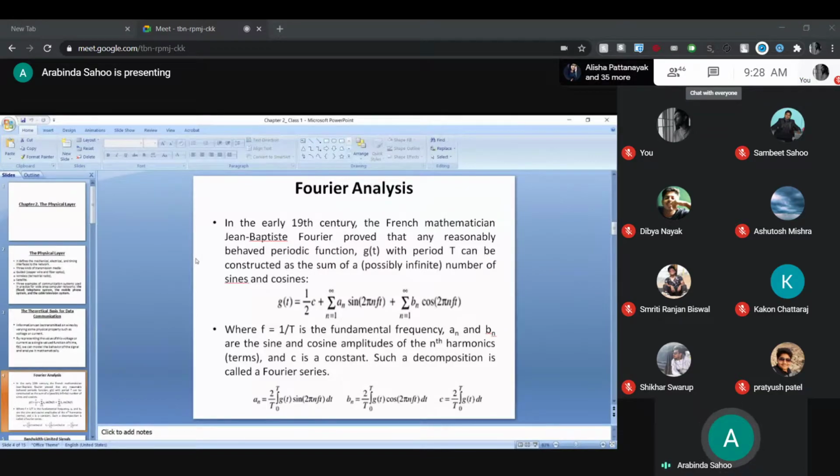Fourier analysis means either the Fourier series or the Fourier transform. Normally the Fourier series is applied for any periodic signal, and the Fourier transform is in general applied for any type of signal, whether it is a periodic signal or an aperiodic signal, for analysis purposes.